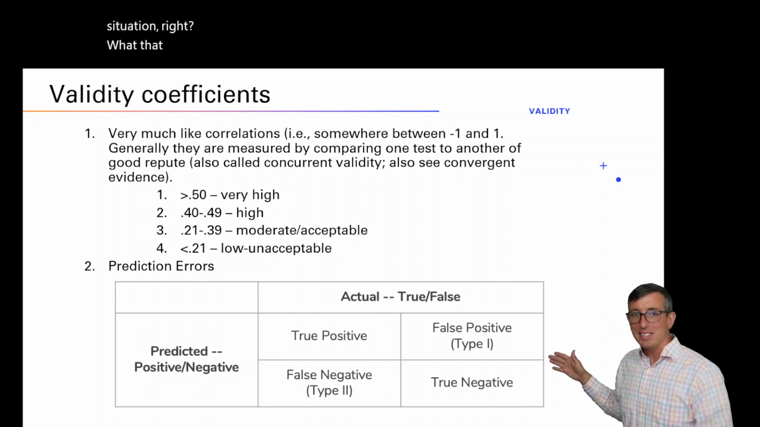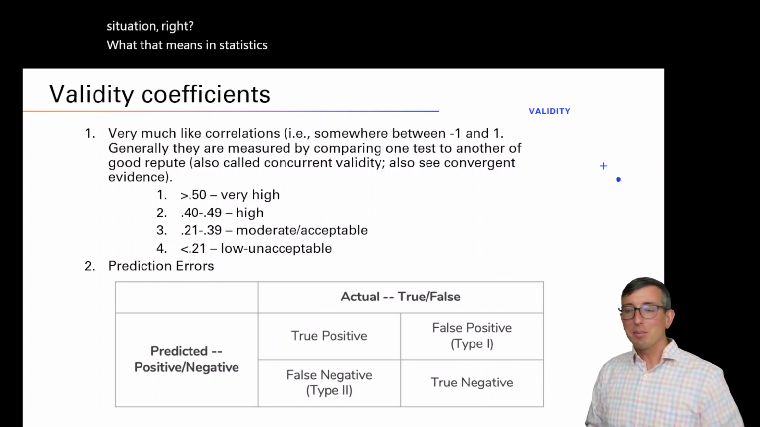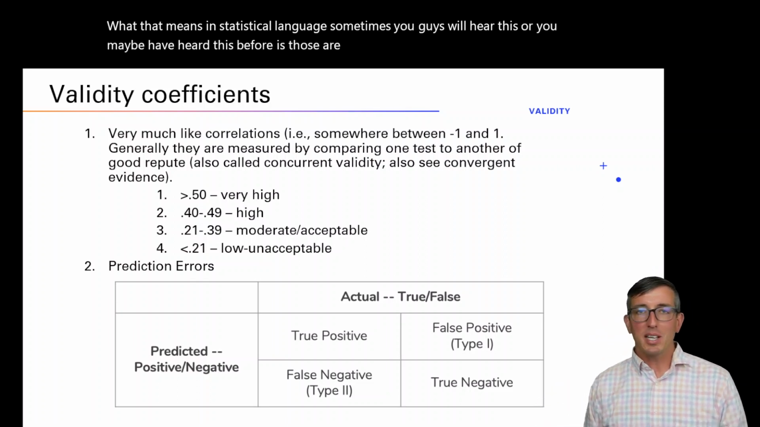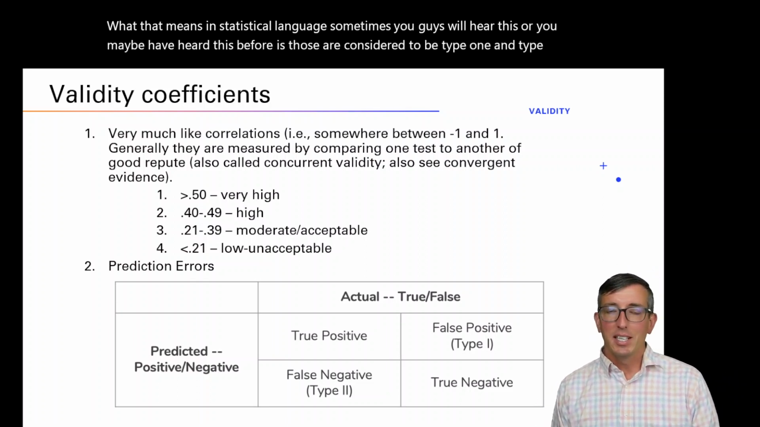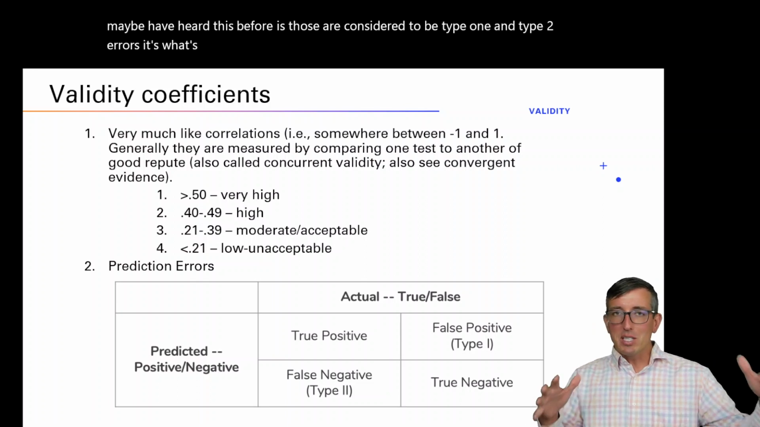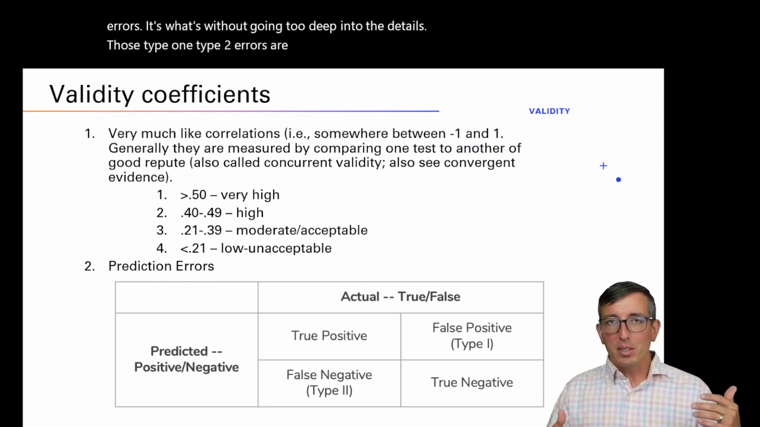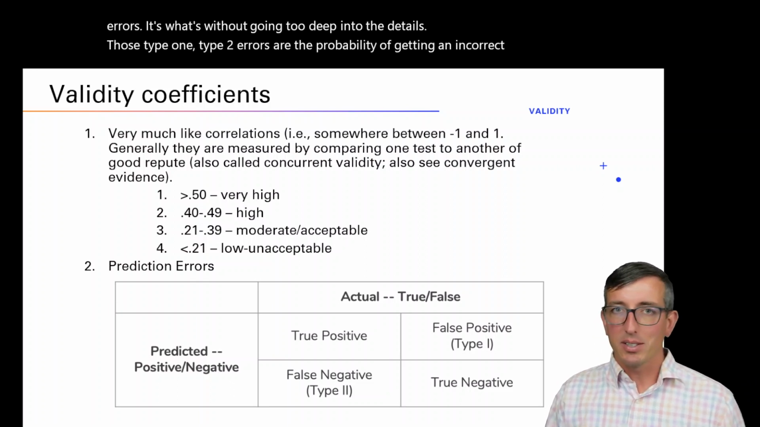What that means in statistical language, sometimes you will hear this, or you maybe have heard this before, is those are considered to be type 1 and type 2 errors. Without going too deep into the details, those type 1 and type 2 errors are the probability of getting an incorrect result on a test.